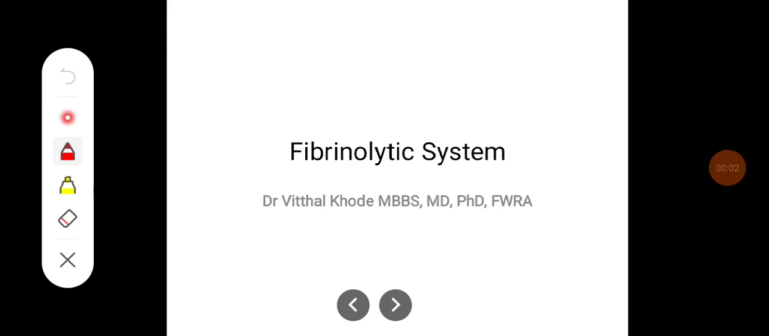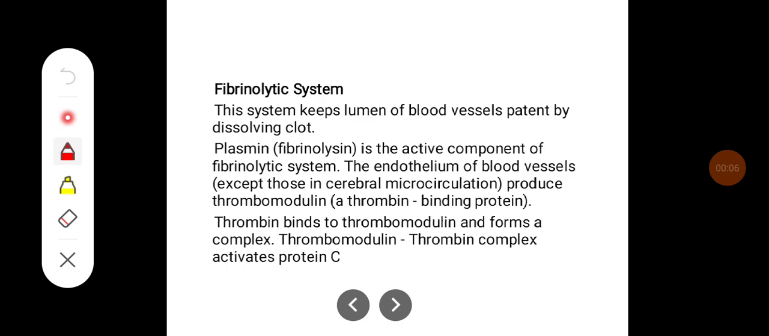Hello everyone. In this class, we'll learn about the fibrinolytic system. This system keeps the lumen of blood vessels patent by dissolving clots. Plasmin is an active component of the fibrinolytic system, which is also called fibrinolysin. The endothelium of blood vessels, except those in cerebral microcirculation, produces thrombomodulin, a thrombin-binding protein.